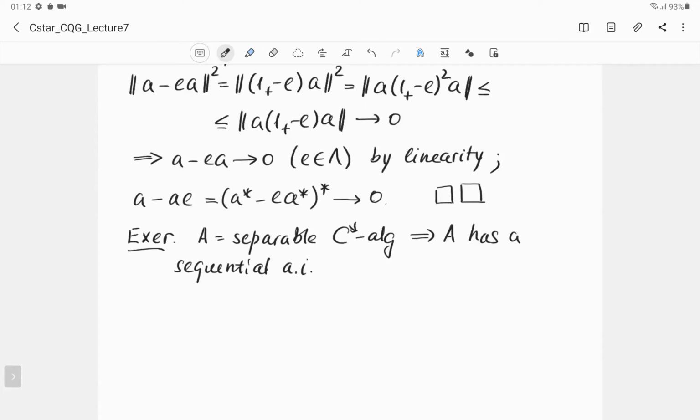Okay, from now on, it will be convenient to adopt the following convention.